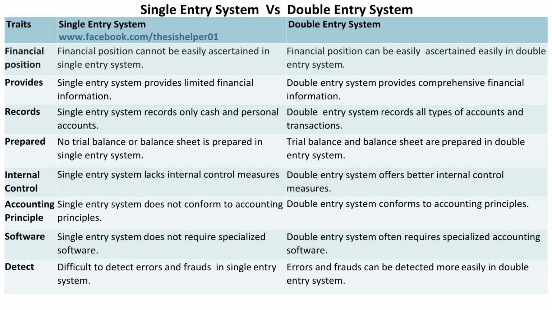Single-entry system does not conform to accounting principles. Whereas, double-entry system conforms to accounting principles. Single-entry system does not require specialized software. Whereas, double-entry system often requires specialized accounting software. It is difficult to detect errors and frauds in single-entry system. Whereas, errors and frauds can be detected more easily in double-entry system.